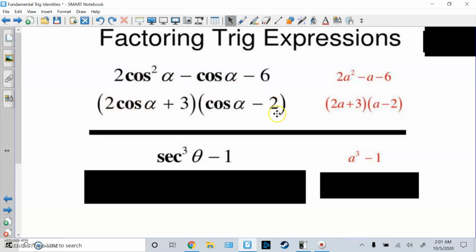2 cos a times negative 2 is negative 4 cos a. Positive 3 times cos a is positive 3 cos a. Negative 4 plus 3 is negative 1 cos a. And then positive times negative 2 is negative 6.